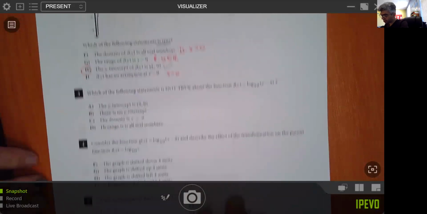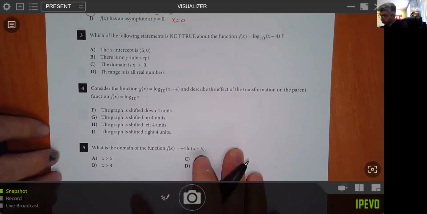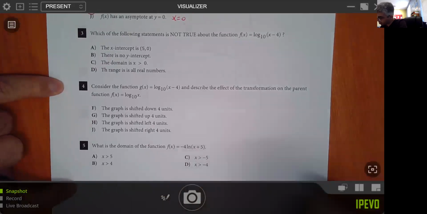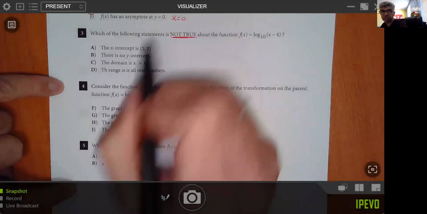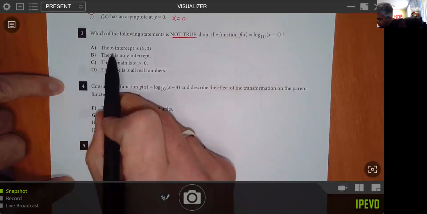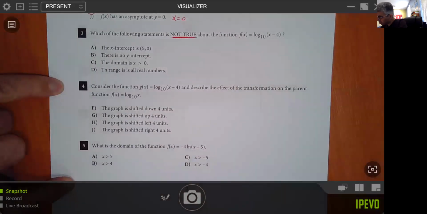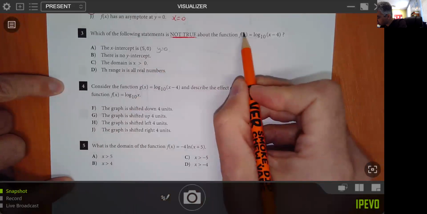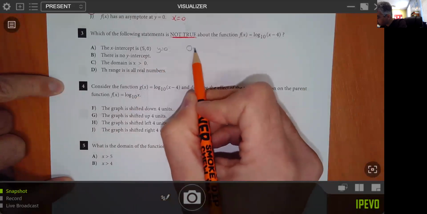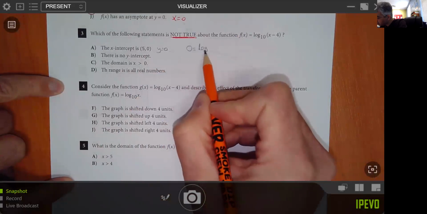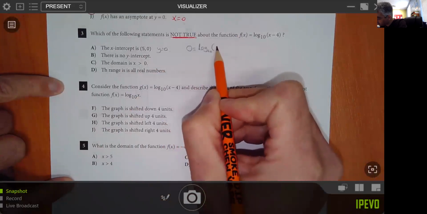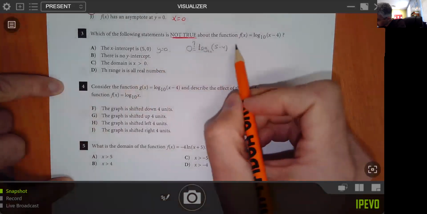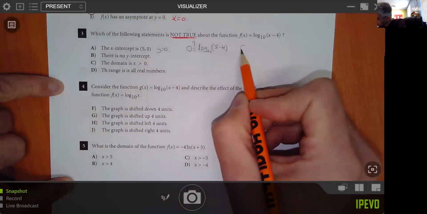The next question. Number 3. Which of the following statements is not true about the function f of x? Not true, pay attention to this. The x-intercept is (5, 0). How do you find the x-intercept? In case y is equal to 0, I just plug in the y value, so the function value is 0. Let me check. If 0 equals log of 5 minus 4, so 5 minus 4 is 1.